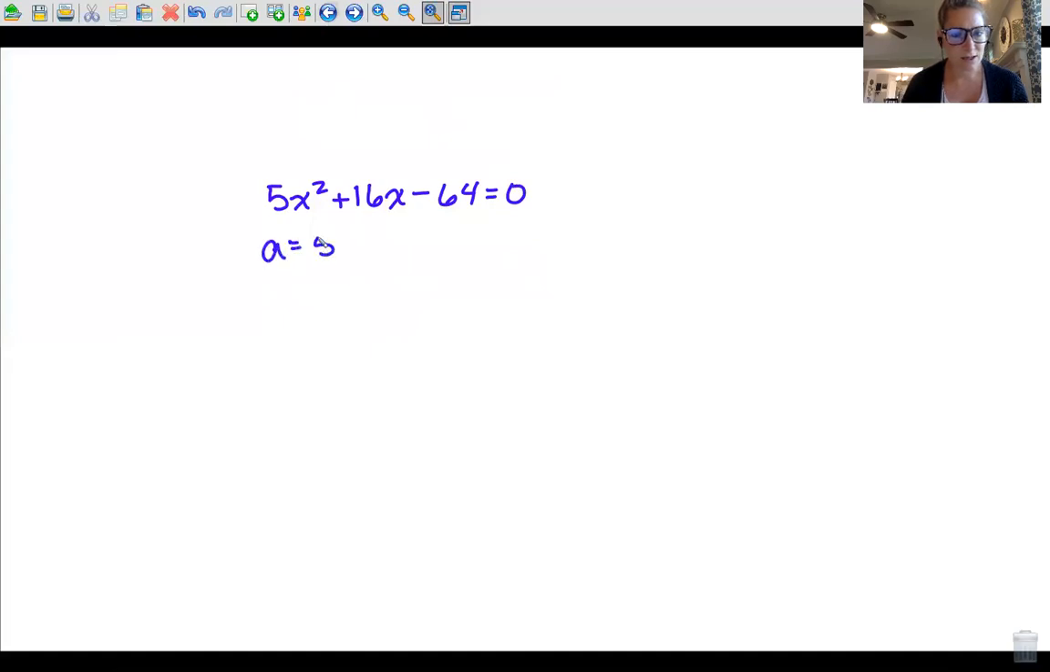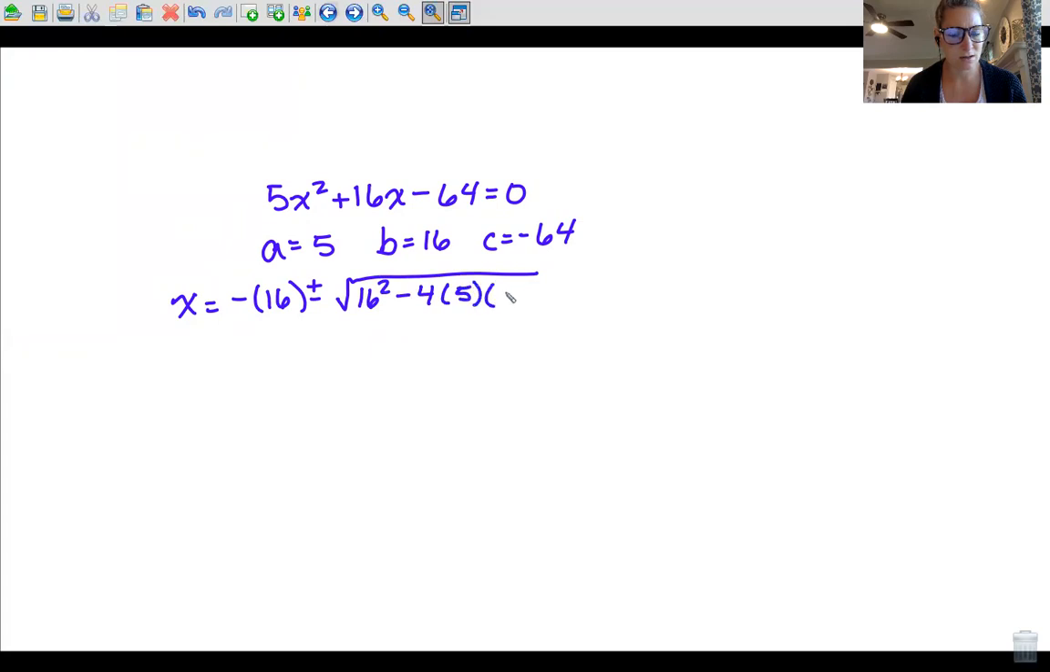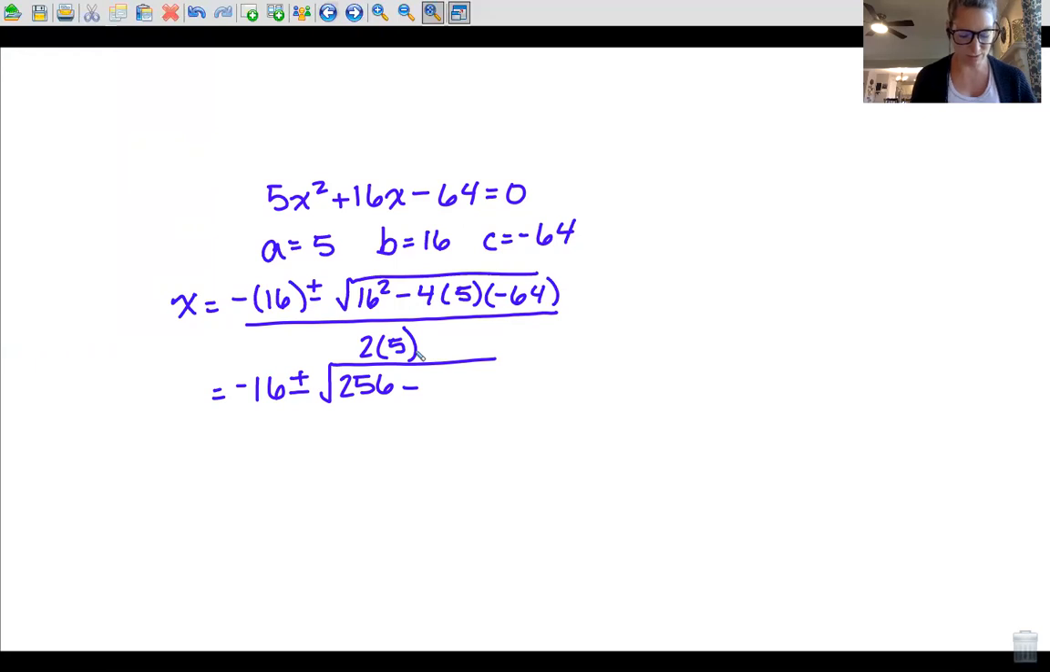All right, so step 1, A is 5, B is 16, C is negative 64. So x equals opposite of B plus or minus the square root of b squared minus 4 times A times C, all over 2A. Okay, so negative 16 plus or minus the square root of 16 squared, which is 256, minus 4 times 5, which is 20, times negative 64, I believe is 1,280. Yep. So minus negative 1,280. Then 2 times 5 is 10.